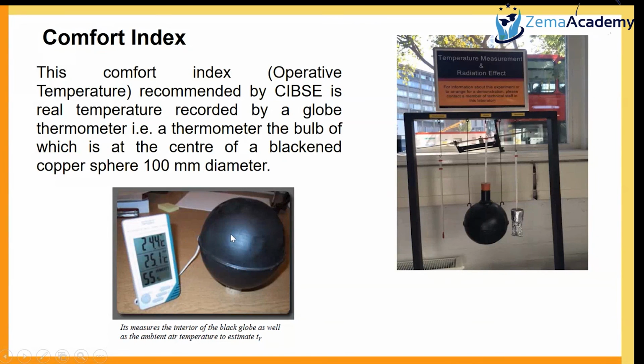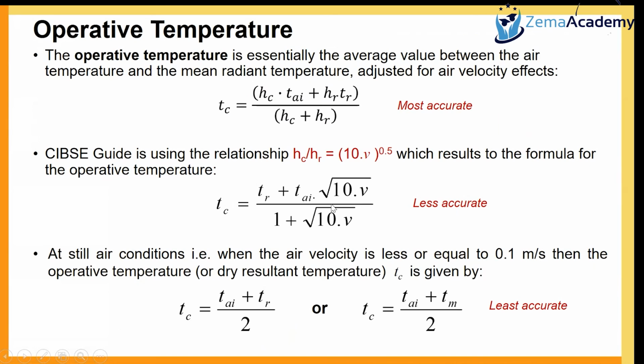Okay, so this comfort index can be measured. It's a real temperature, and that's why, because it's a real temperature, it can be measured. It is used in defining the comfort level of occupants within the space. Now this operative temperature, like I said, is a weighted average value between the air temperature and the mean radiant temperature. You can see on this slide the equation, how to determine this operative temperature.